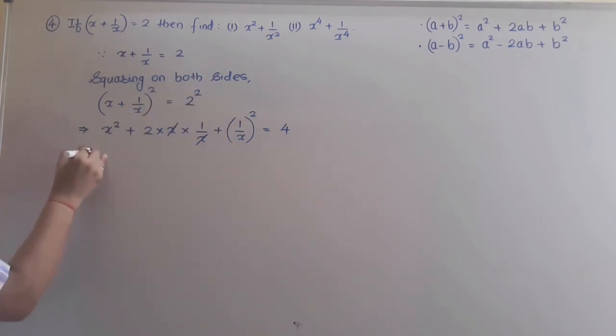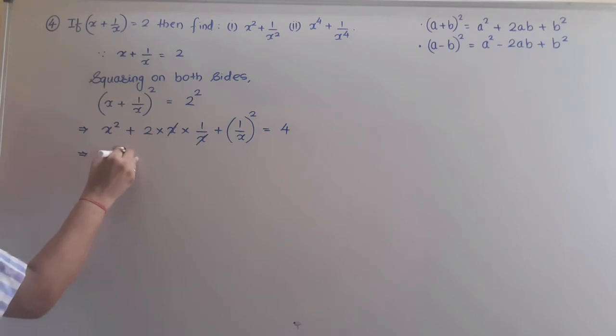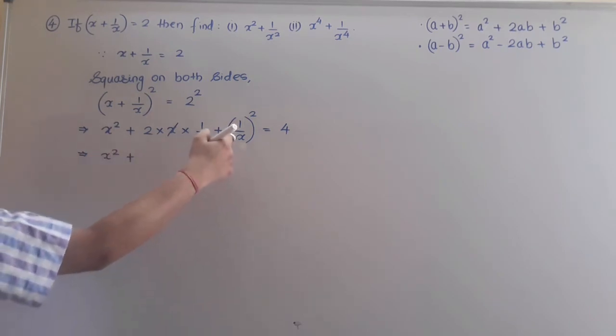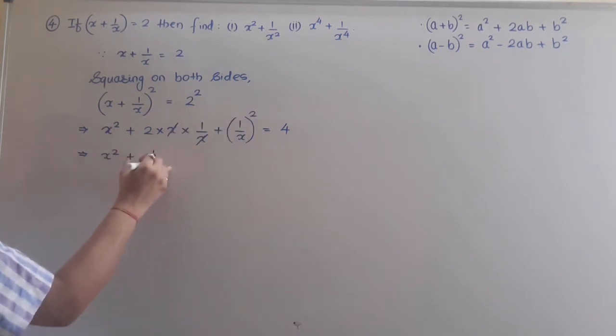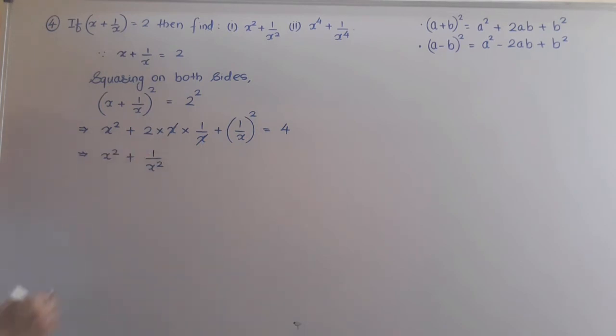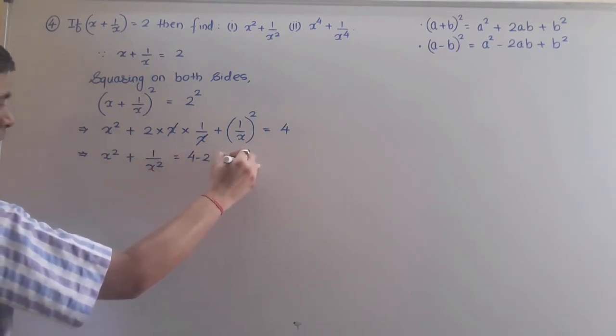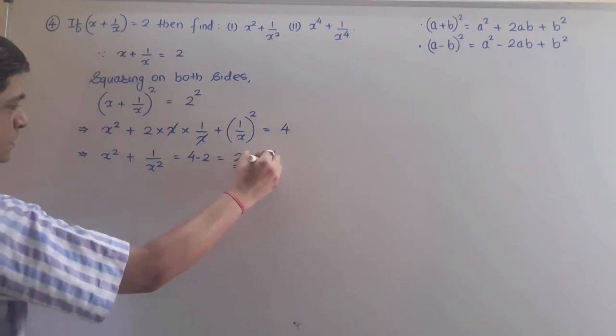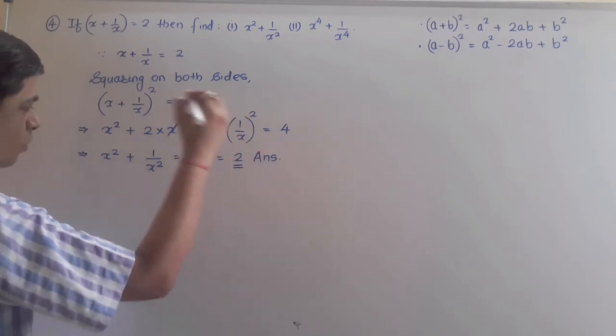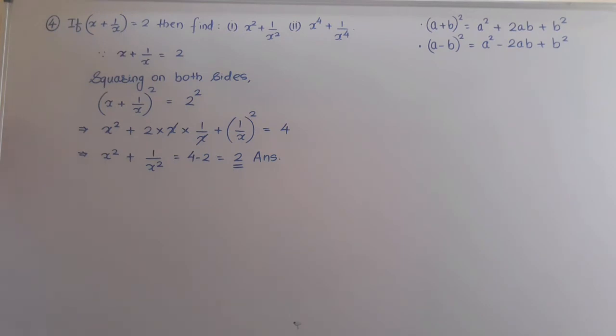So now it will remain here x square plus 1. Square of 1 is 1 and square of x is x square, is equal to 4 minus 2, which will be equal to 2. This is your answer of part number 1. Okay, see how simple it is. But in the exam time, we rush here and there and we struggle a lot for this kind of simple questions. Now let us see the second part.